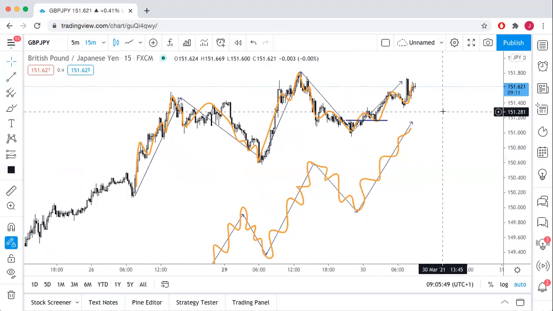So that is how we're going to use major and minor structure. Linking them together is going to get us some very, very high probability entries with nice tight stop losses and good risk reward. So that's how we use them. That's getting a bit more into advanced market structure.